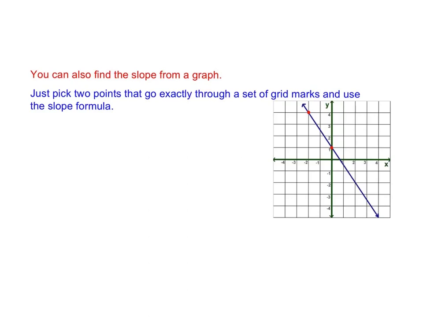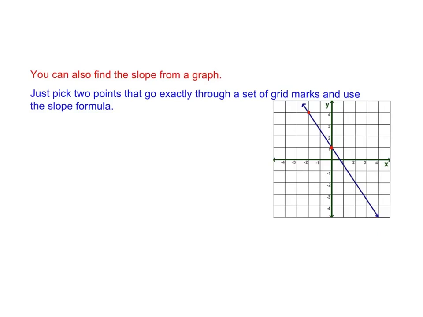Now, I could have just as easily also chosen this point right here. That would have been fine, because it clearly goes through some grid marks. I could have also chosen this point down here. So you have 4 options for this particular line, for this particular graph. I just happened to select these 2 up here. If you were to have chosen either this point as well or this point, you'd still get the same slope. The work would just look different.